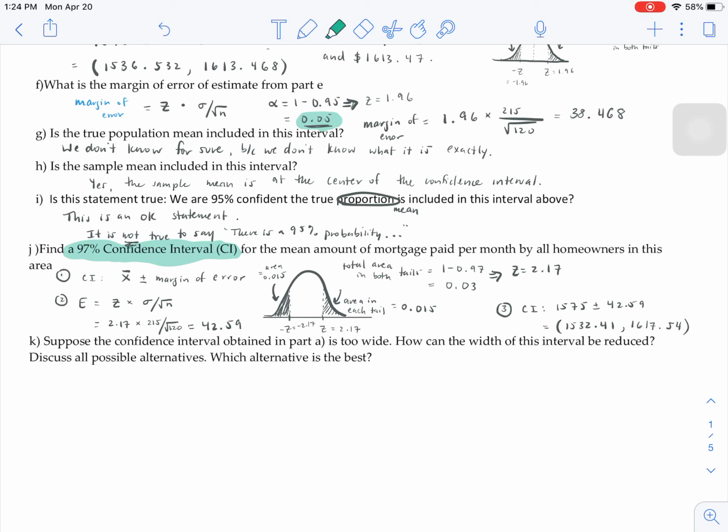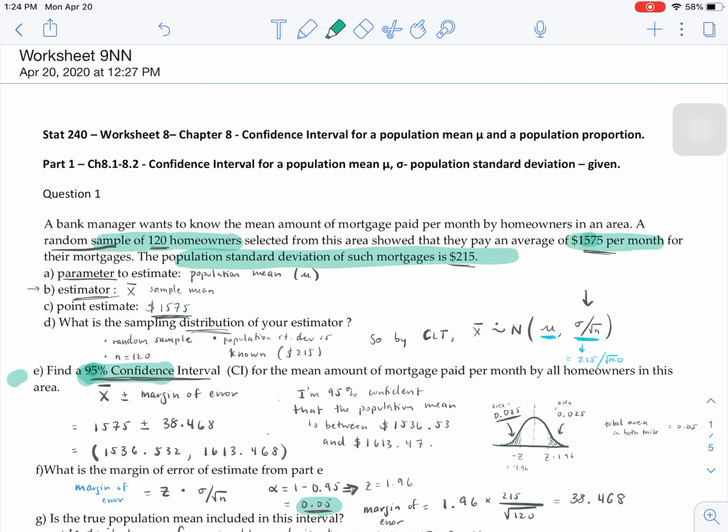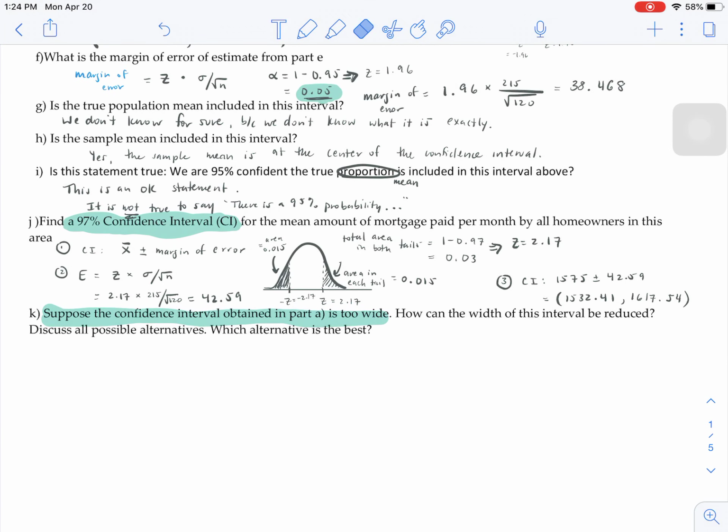Part K, let's suppose that the confidence interval that we constructed in the first part, well, I guess really in part E, is too wide. So we made a confidence interval and it was too wide. How can we reduce the width of our confidence interval?